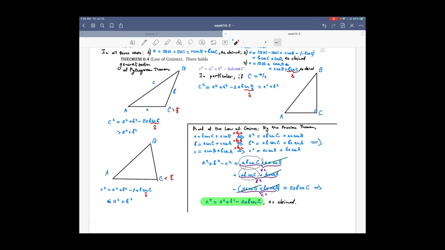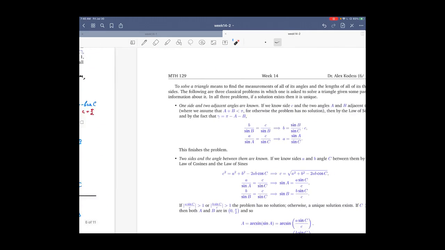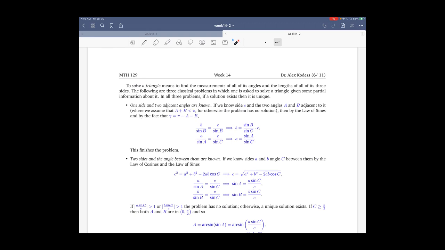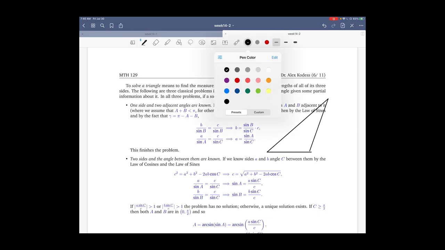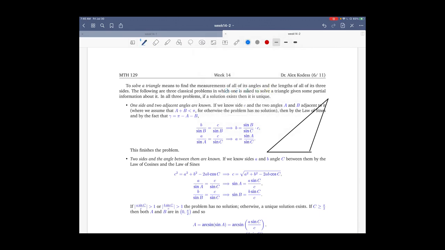One of the first important applications of the law of sines and the law of cosines is solving triangles. To solve a triangle means to find all three sides of the triangle and all three angles. Typically, in a problem where we need to solve a triangle, we'd be given some of its sides and some of its angles, and we need to find the remaining ones. There are three classical situations here.